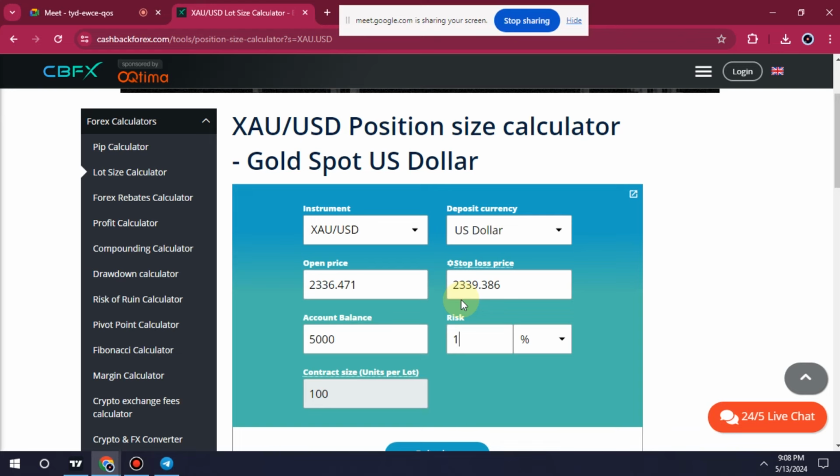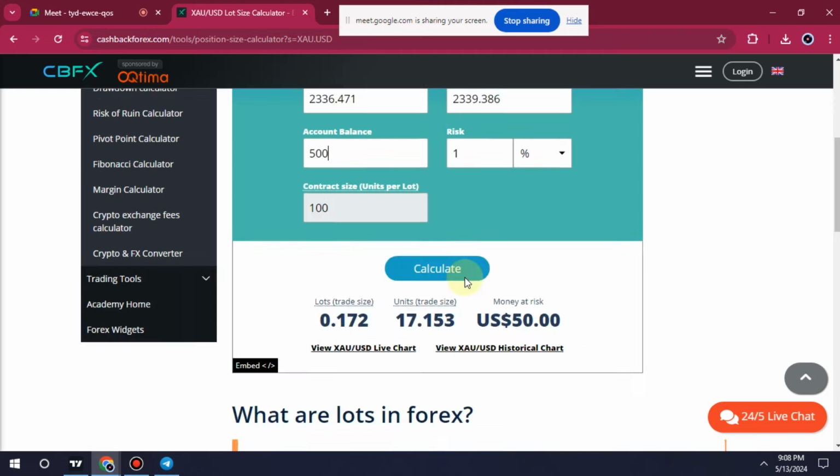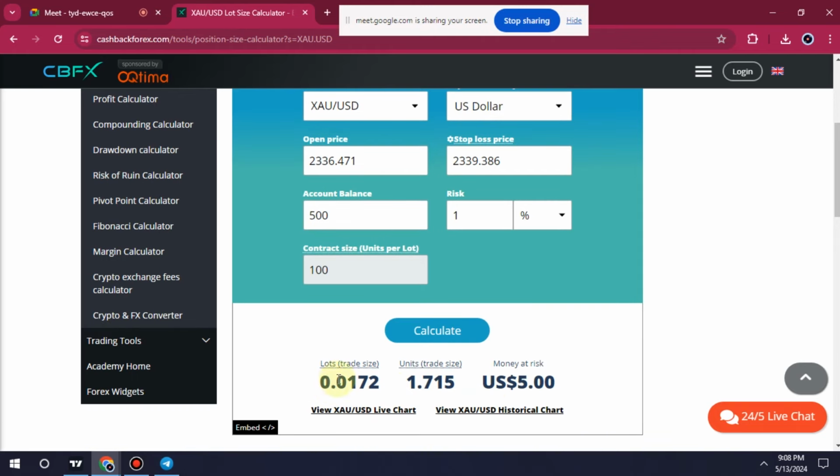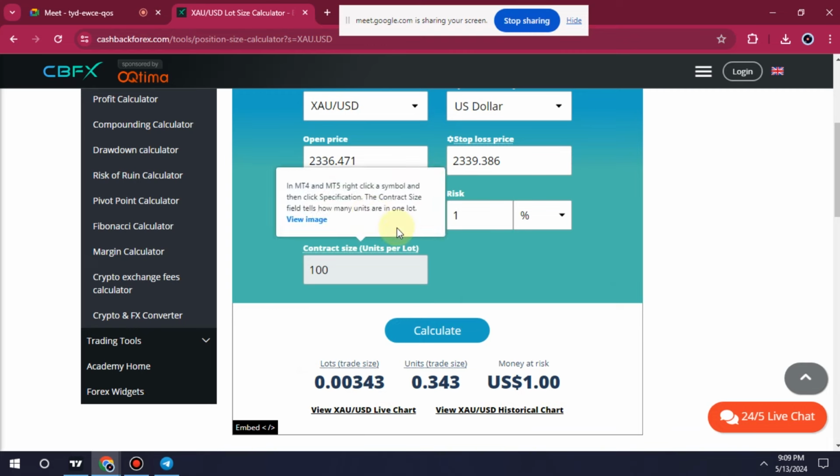Yes. So let's say you have a $500 account, let's see if that's possible to risk 1%. With a $500 account, of course, your entry should be 0.01, meaning you'll be risking only $5 if you risk 1%. And let's say you had $100. I don't know if you can open a position with 0.003, because most brokers allow a minimum of 0.01. So risking 1% on $100 is kind of hard.